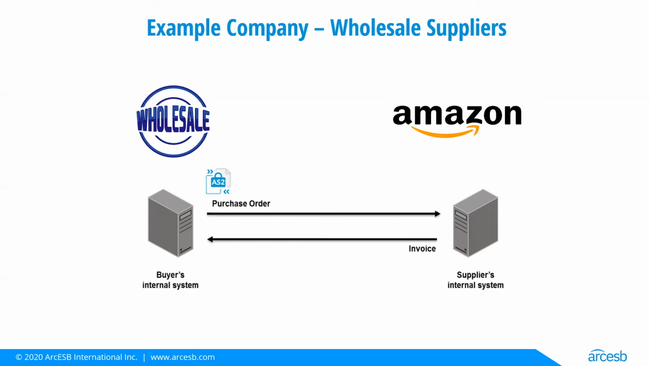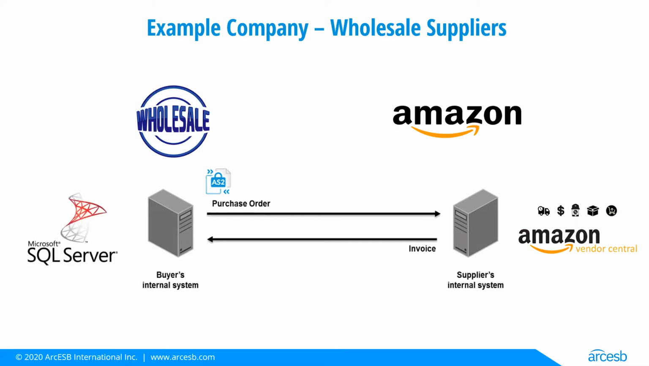So Amazon invites Wholesale Suppliers to Vendor Central, and once they get themselves set up there, they have the requisite information from Amazon to set up that AS2 connection. But that's not it. They actually have an additional need as well. And this need is to integrate the information that's coming from Amazon with their backend system, which in this case is a Microsoft SQL Server.